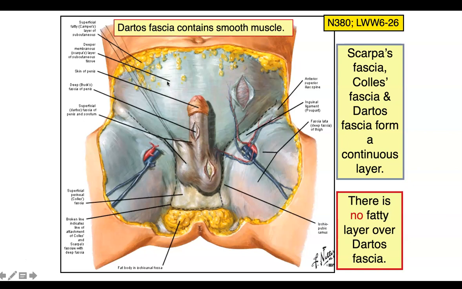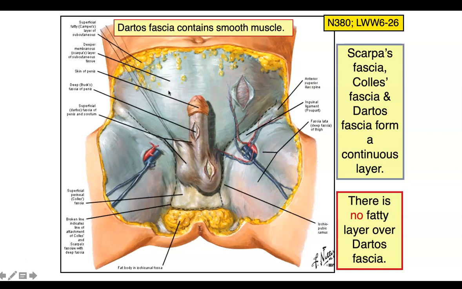I think you may know already about the layers of the anterior abdominal wall, fascial layers. In the anterior abdomen, below the umbilicus, underneath the skin, the superficial fascia of the anterior abdominal wall has two layers: the superficial fatty layer and a deep membranous layer. The superficial fatty layer below the umbilicus is also called Camper's fascia, and the deep membranous layer is also called Scarpa's fascia.